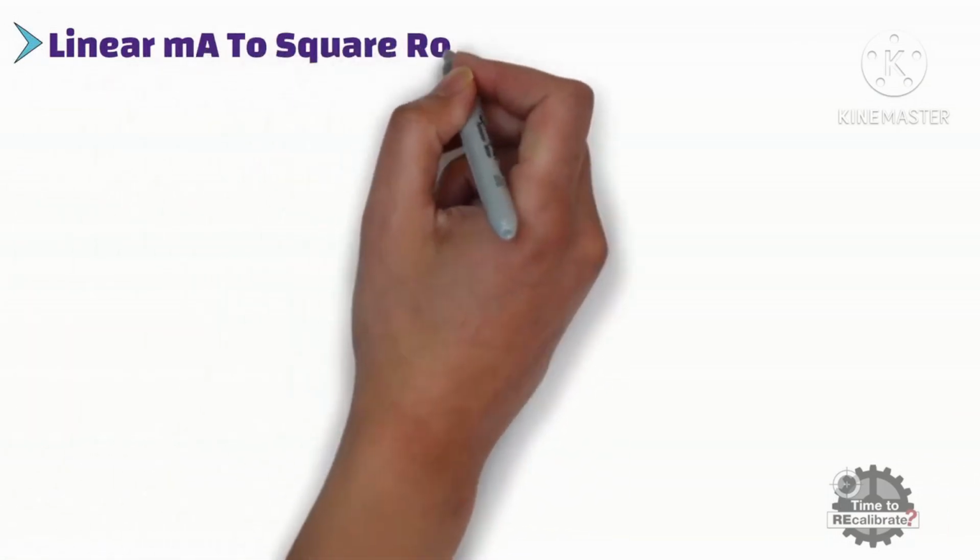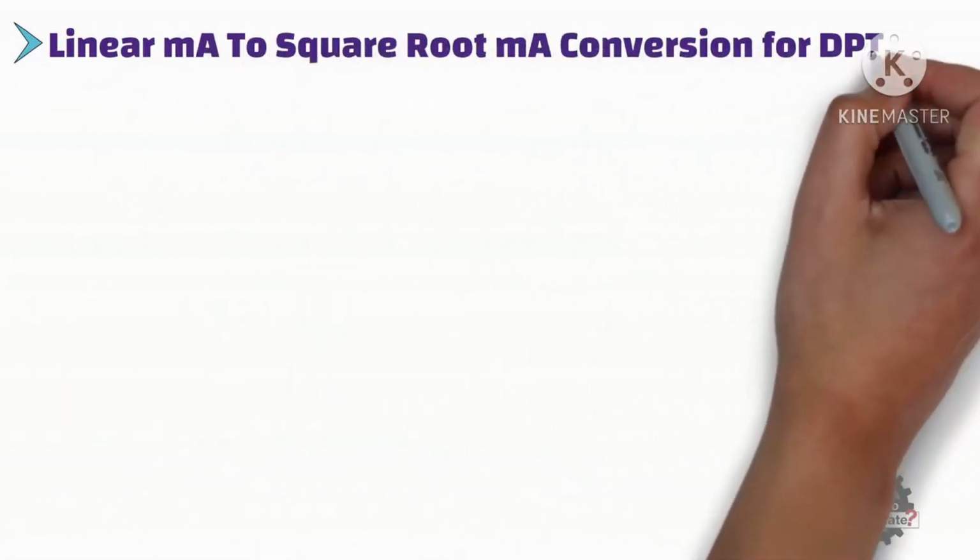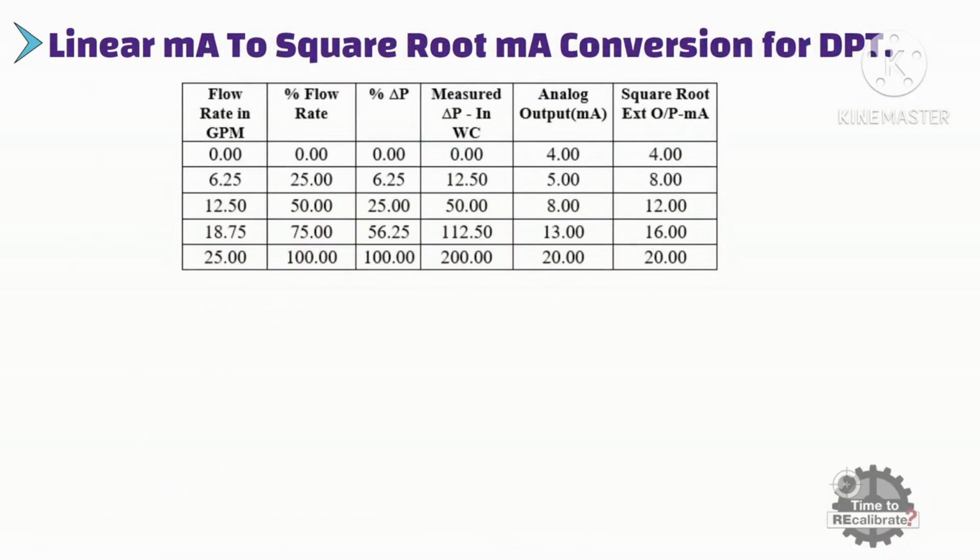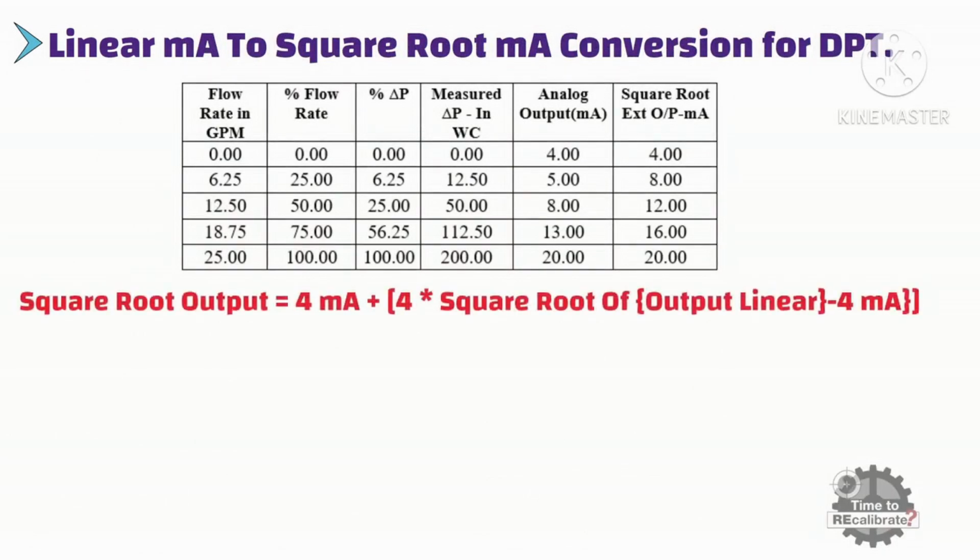Now, let's try to understand linear milliampere to square root milliampere conversion for DP transmitter. As you can see, this is a standard formula in order to convert any linear milliampere signal to square root milliampere signal. In this formula, you just need to put linear milliampere value, and it will give square root milliampere value corresponding to your linear milliampere signal.